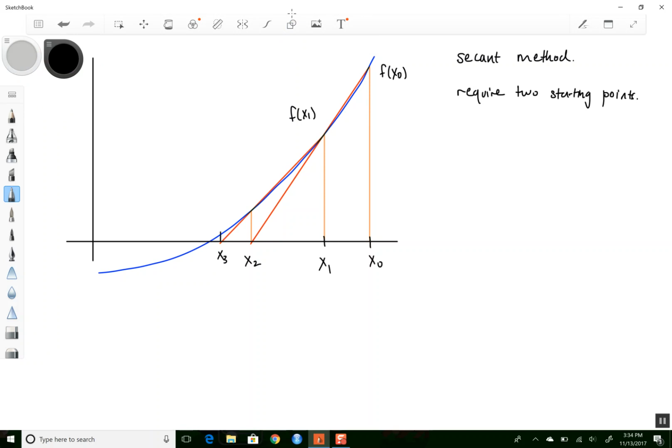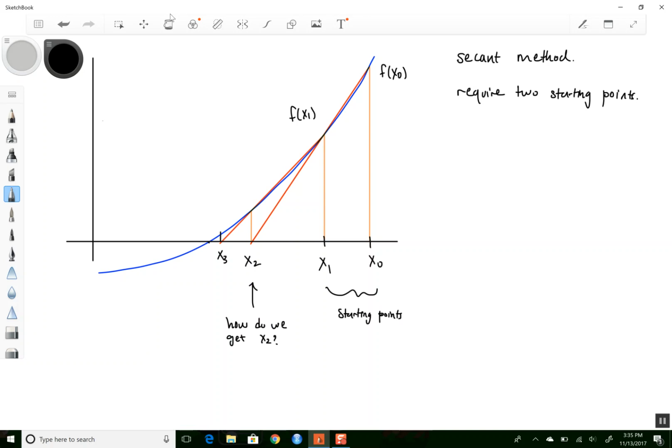Okay, and then the lines continue until it intersects here. Does that make sense? Okay. So we want to know how did we get, so these were our two starting points, right? So we gave two starting points. So how do we get this?